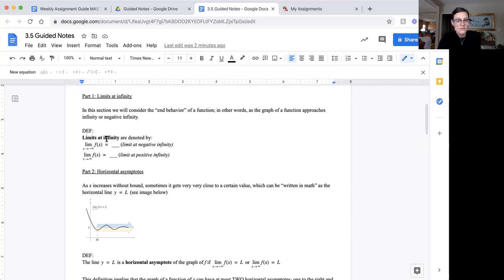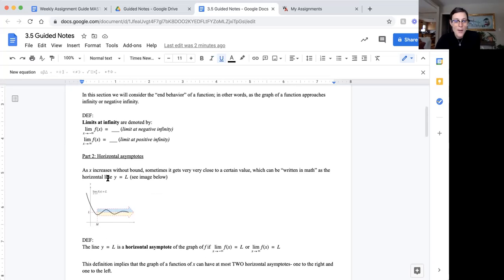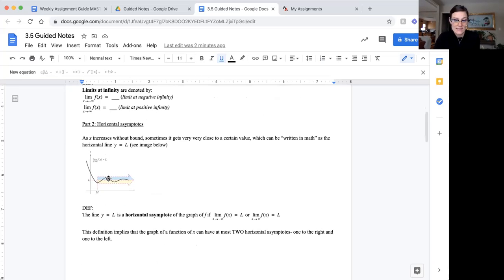But limits at infinity are denoted by the limit as x approaches negative infinity of some function is equal to whatever it's equal to, and the limit as x approaches infinity of some function is equal to whatever it's equal to. So we have limits at both positive and negative infinity. And that's literally it for section 1. Part 2 is horizontal asymptotes.